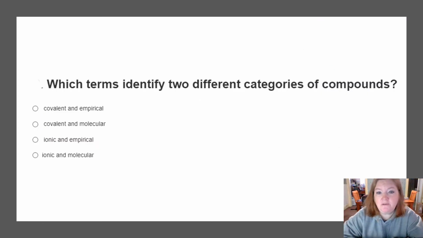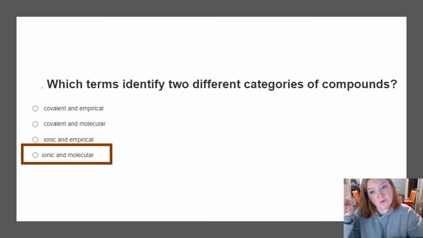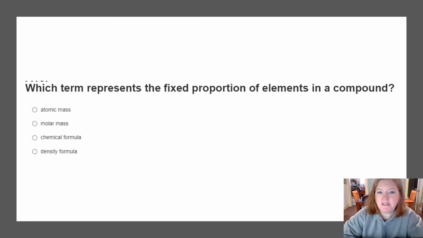Which terms identify two different categories of compounds? Can you find them? It's ionic and molecular, or it could have said ionic and covalent. Which term represents the fixed proportion of elements in a compound? Well, that's the chemical formula, like H2O.